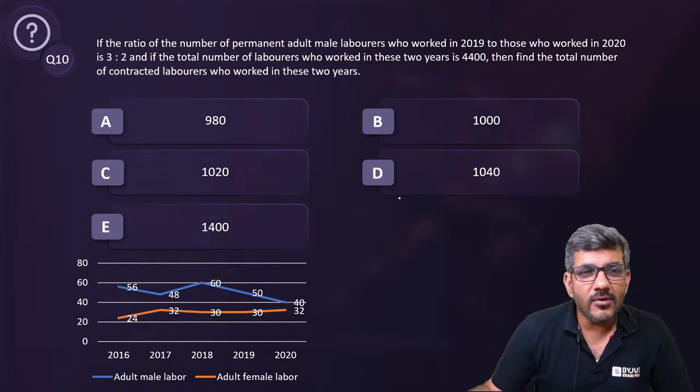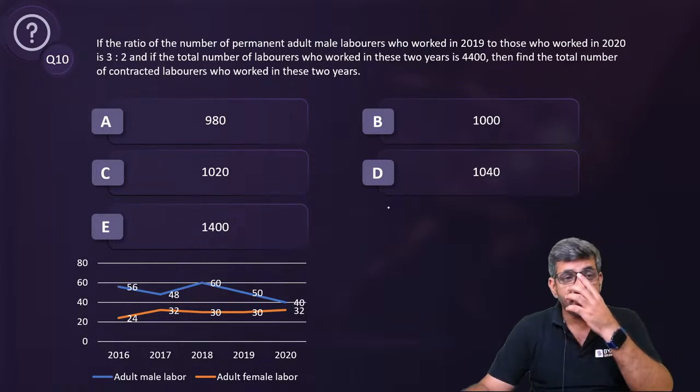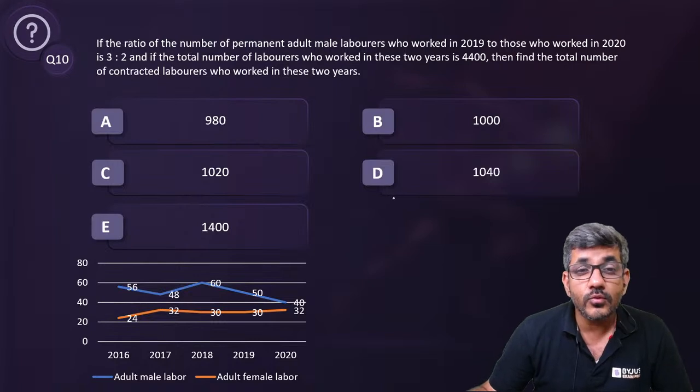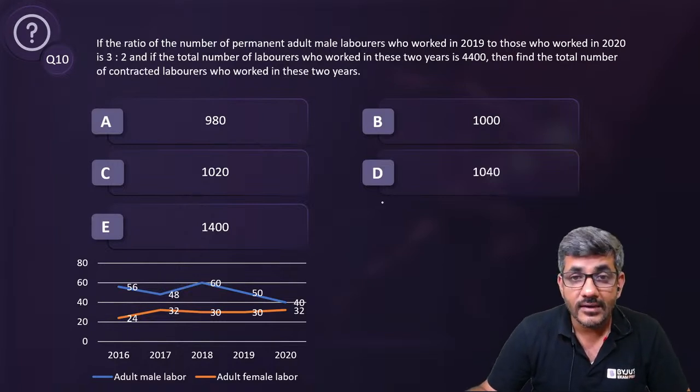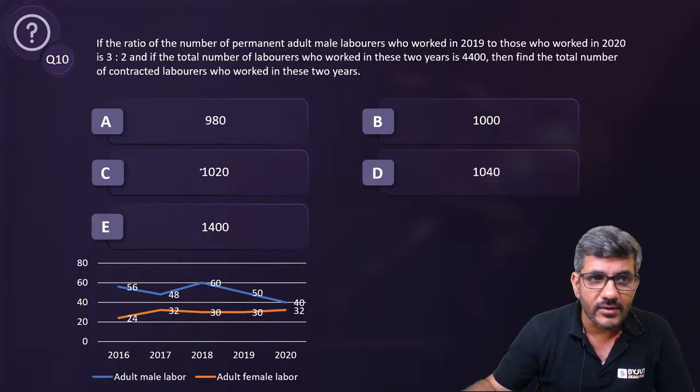If the ratio of the number of permanent adult male laborers who worked in 2019 to those who worked in 2020 is 3 is to 2, and the total number of laborers who worked in these 2 years is 4400, find the total number of contracted laborers who worked in these 2 years. Let's have a look at this.